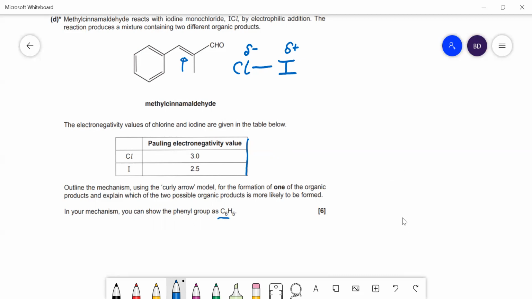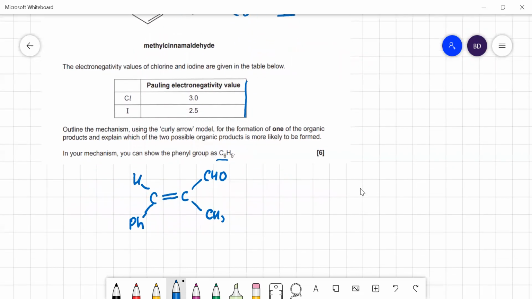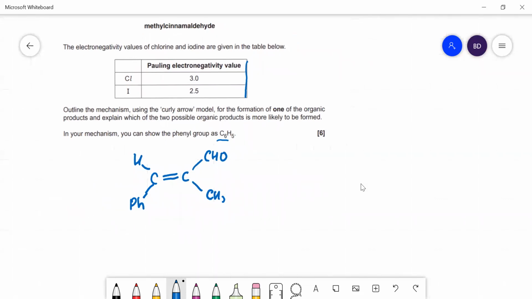So we're going to have the double bond here. I won't draw it skeletally. We're going to have that CHO and methyl, and we've got a hydrogen, and I'm not going to write down C6H5. I'm going to write Ph for phenyl group, but obviously you lose marks if you do that, because it tells you to do it the other way. Now, how's that going to react with the iodine monochloride?